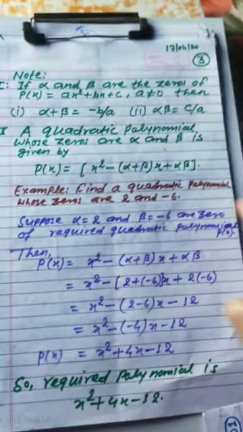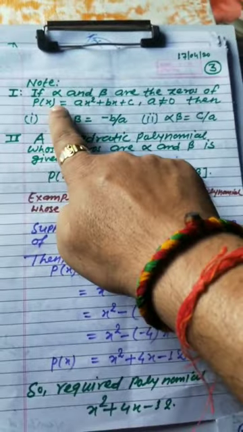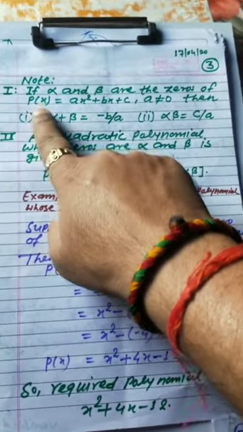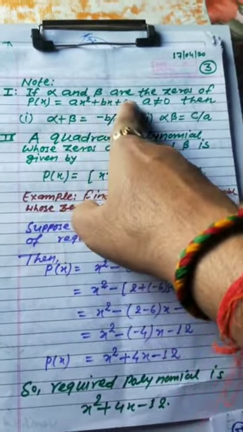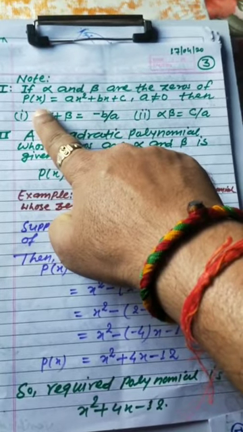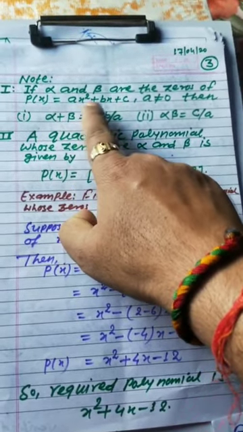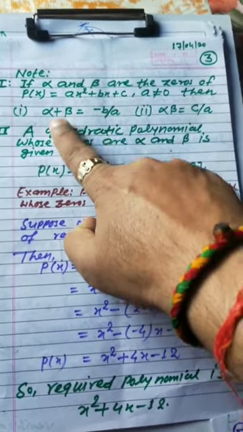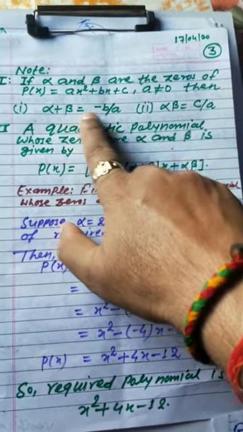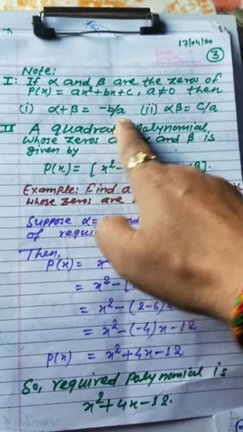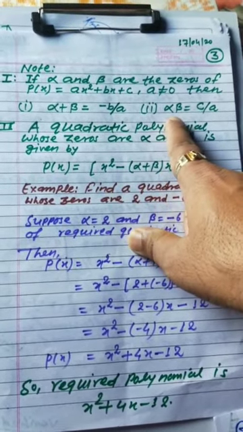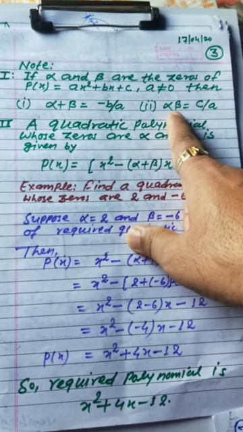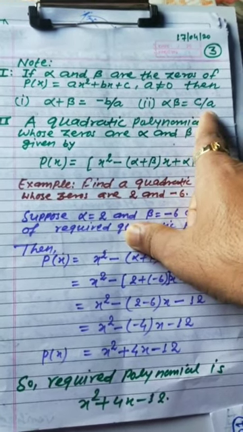Now here are some notes. First note: if alpha and beta are the zeros of the polynomial ax square plus bx plus c, where a is not equal to 0, then alpha plus beta, that is the sum of zeros, will be equal to minus b by a, and the product of zeros, that is alpha into beta, will be equal to c by a.